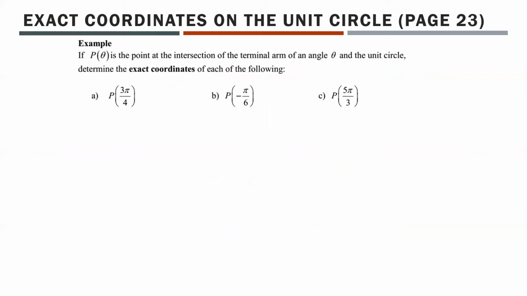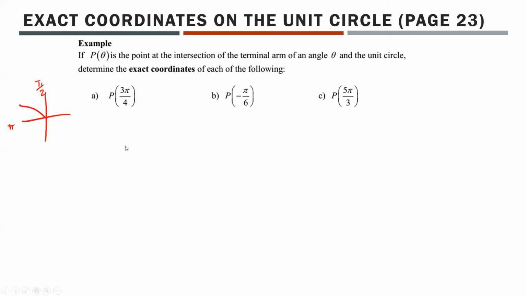It's on page 23. First one, if P theta is a point at the intersection of the terminal arm of an angle theta and the unit circle, determine the exact coordinates of each of the following. This is where that unit circle we just completed is going to make our lives way easier here. Notice that what this is saying is the point at an angle of 3π/4. Well, 3π/4, I can just tell intuitively, it's 3/4 of a pi means you're going to be over here somewhere, right? Because this is pi, this is half of pi. If we're 3/4 of pi, we're actually directly in between those two.